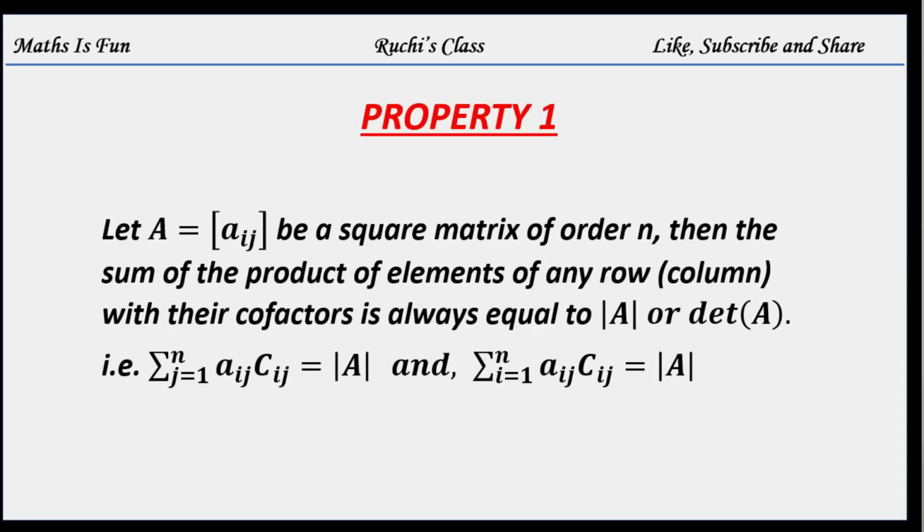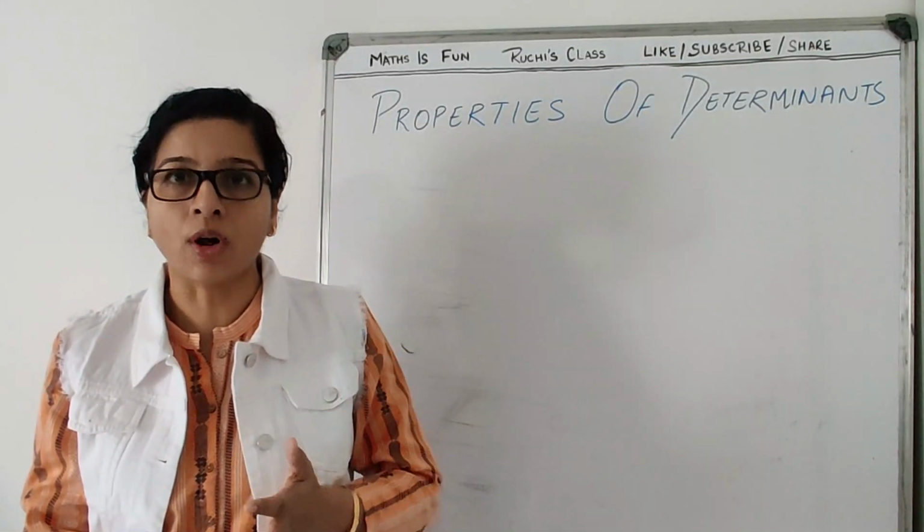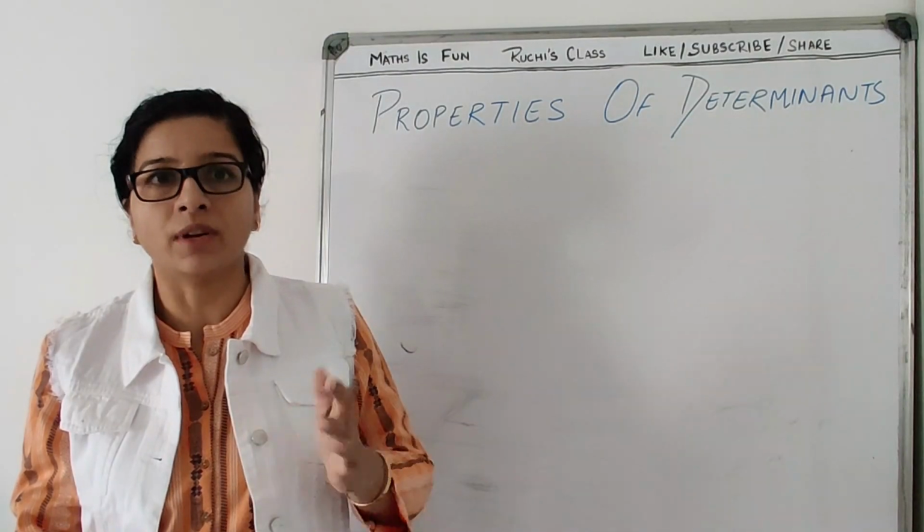Property 1. Let A = [aij] be a square matrix of order n. Then the sum of the product of elements of any row or column with their cofactors is always equal to the determinant of A. So what does it mean? Summation j = 1 to n, aij Cij is equal to determinant of A, and summation i = 1 to n, aij Cij is equal to determinant of A. So whether we calculate the determinant from any row or any column with its cofactors, we will get the determinant.